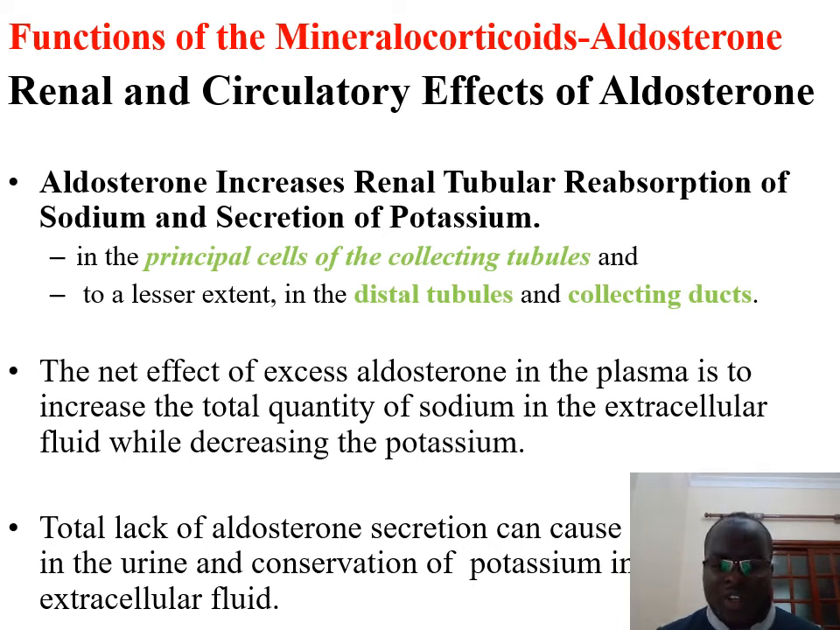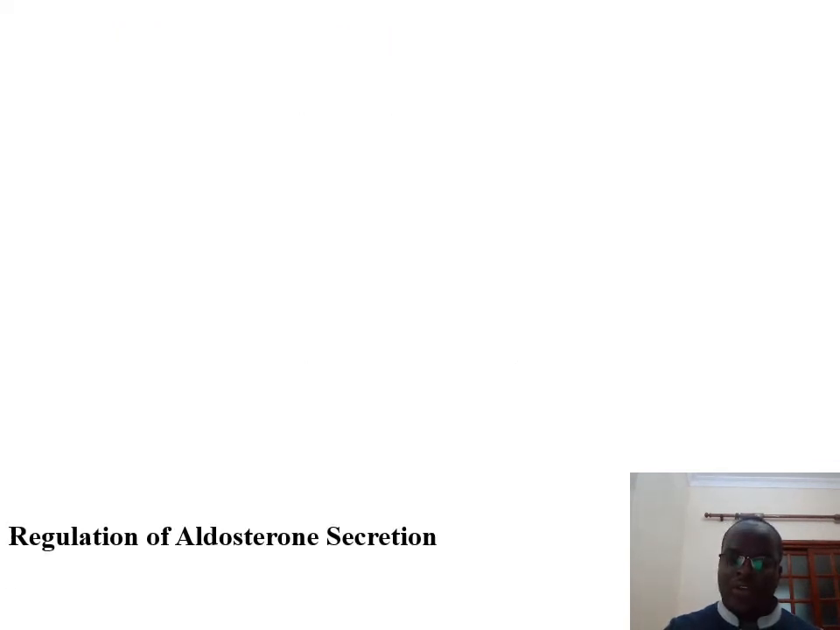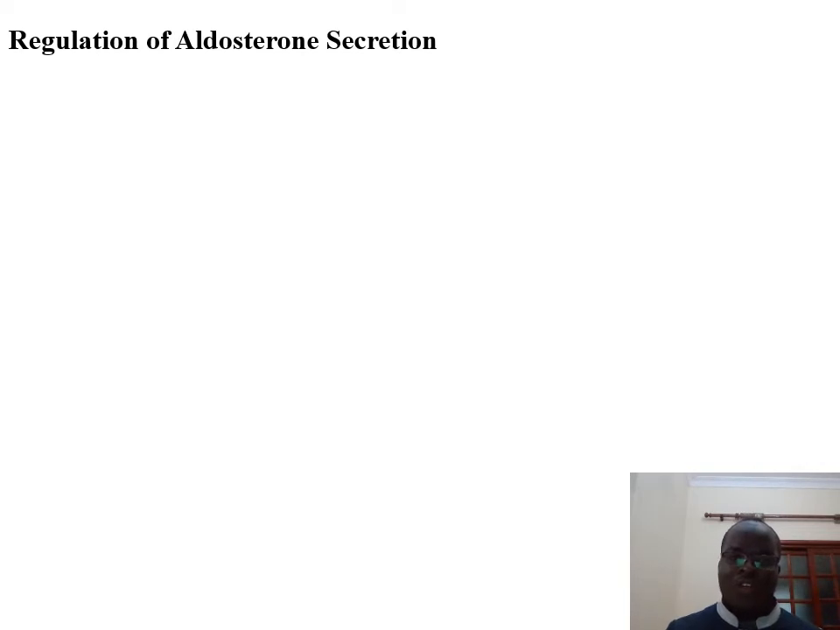Total lack of aldosterone secretion can cause loss of sodium in the urine and conservation of potassium in the extracellular fluid. So of course you are going to conserve potassium because now you don't have the aldosterone to exchange the potassium with the sodium. So you accumulate a lot of potassium in circulation. Conservation of potassium in the extracellular fluid if you don't have much aldosterone.